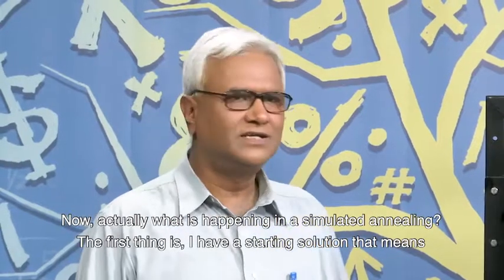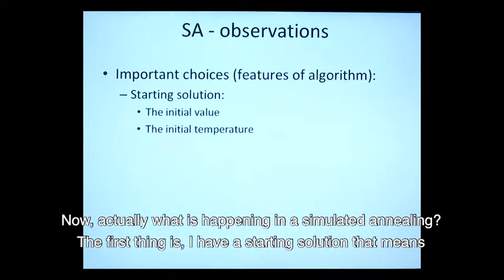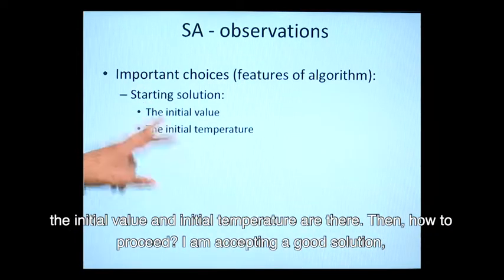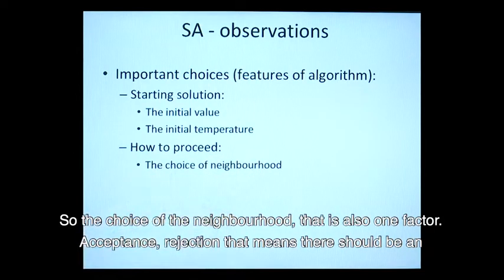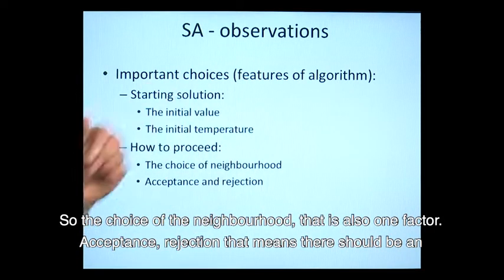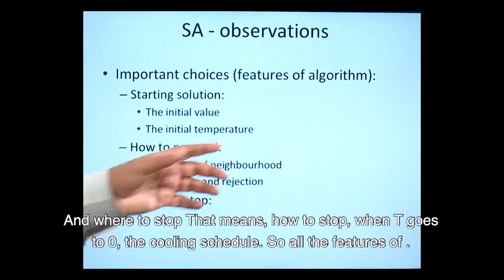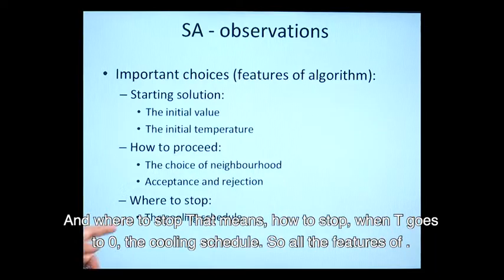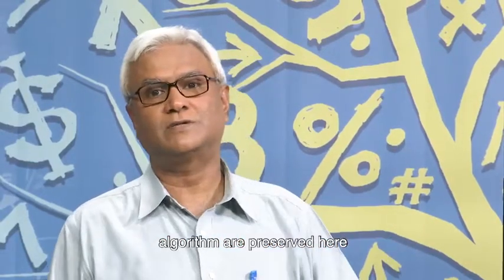Now, what is actually happening in simulated annealing? First, I have a starting solution, that means the initial value or initial temperature. Then how to proceed? I am accepting a good solution, but I may accept a bad solution. So, the choice of the neighborhood is also one factor. Then there is an acceptance rejection mechanism, and where to stop, that means how to stop when T goes to 0, the cooling schedule. So, all the features of the algorithm are preserved here.